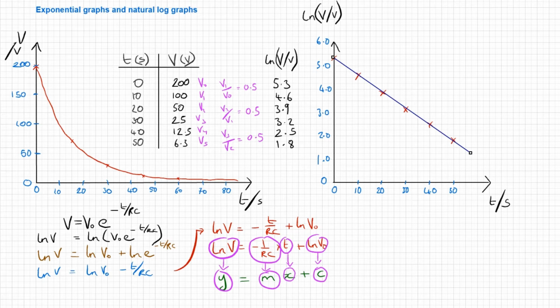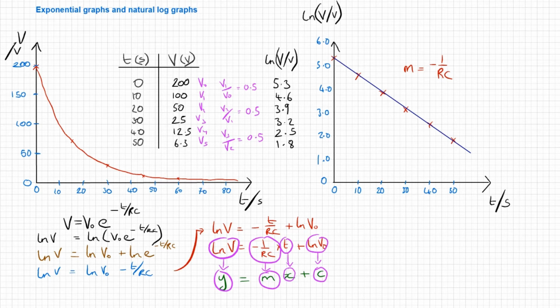And according to our method, the gradient of that graph should give us minus 1 over RC. So it's a straight line which confirms that it's exponential. And now we can actually use the graph to get the time constant, because the gradient is minus 1 over RC according to our analysis. And so what that means is we can calculate the gradient from the graph.